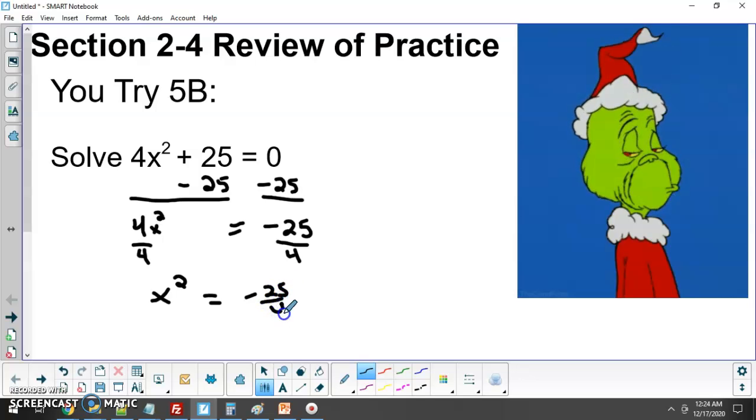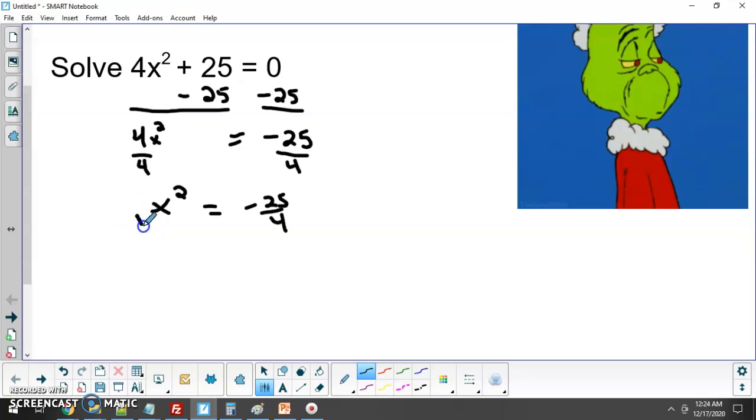All right, and to solve this equation, you would square root both sides. Now remember what I've been telling you guys. As soon as you square root both sides, you have to put a plus or minus sign in, because there's two possible answers to an x squared equation that you square root both sides on.